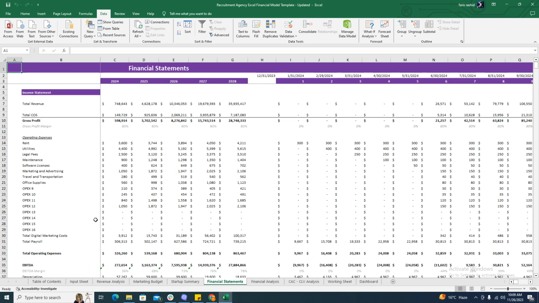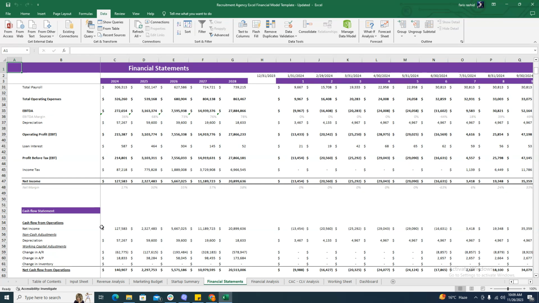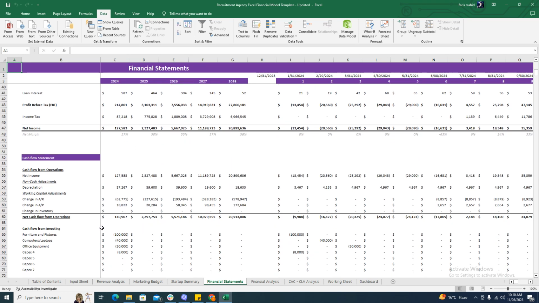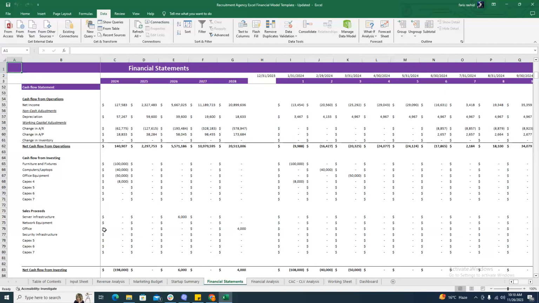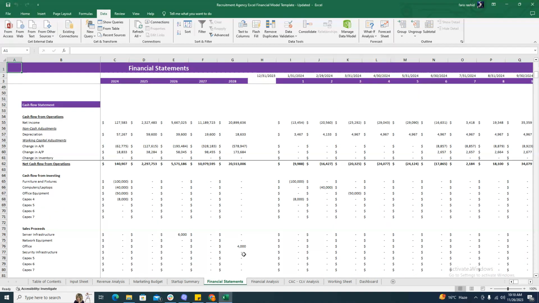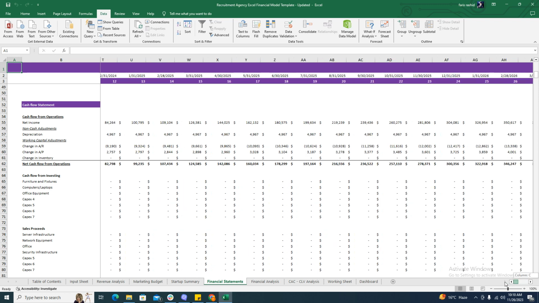The income statement shows the net income generated by the business, whereas the cash flow statement shows the total cash inflows and outflows of the business through its operating activities, investing activities, and financing activities. As you can see over here, all this information is going up to 60 months and 5 years.